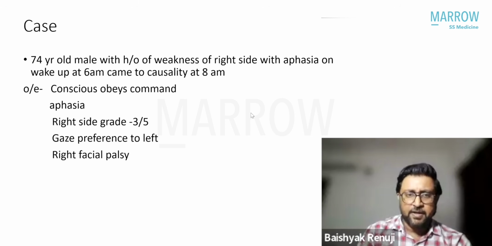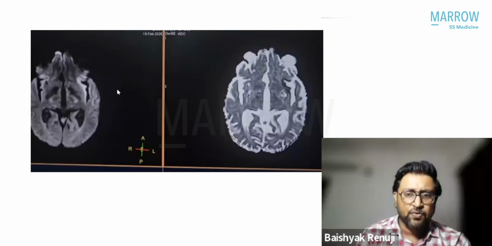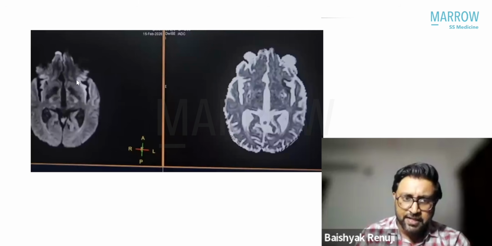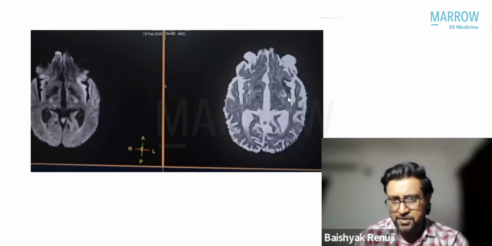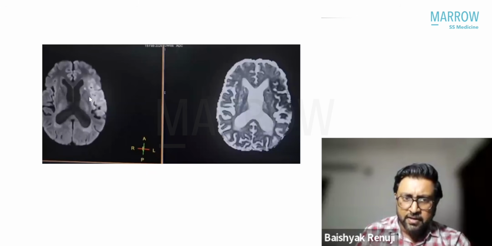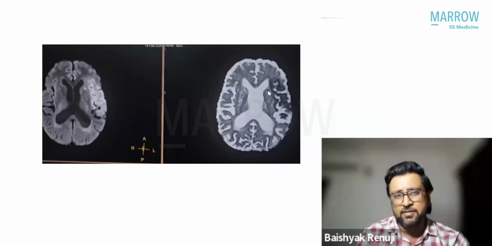So we went with an MRI, and this is the diffusion MRI, the left side is diffusion, and the right side is ADC. So you can see in the left insula, there is hyperintensity, which is diffusion restricting on the left side. Clear? So again, you can see this is a capsuloganglionic cut. There is a very small, subtle, maybe 1 millimeter thing in the left caudate. It's not involving the entire caudate, a very small thing.